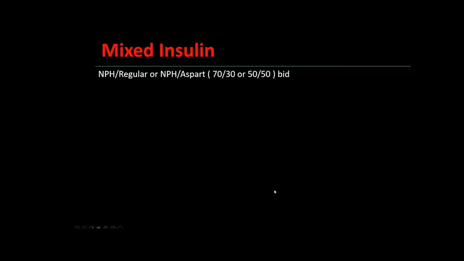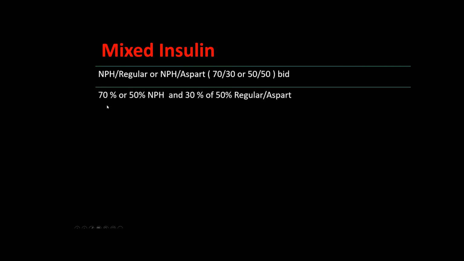You can use NPH and regular insulin, or NPH and aspart, and it can be 70-30 or 50-50. That is 70% or 50% NPH, and 30% or 50% regular insulin, depending on the formula. I was told that mostly in Burma it is 70-30.